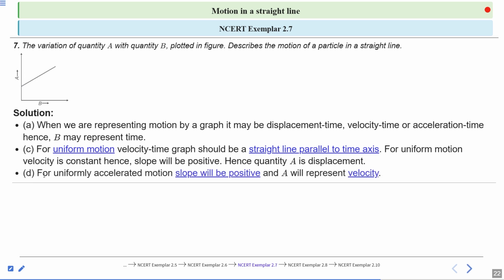If we talk about D, for uniformly accelerated motion, slope will be positive and A will represent velocity. Clear?